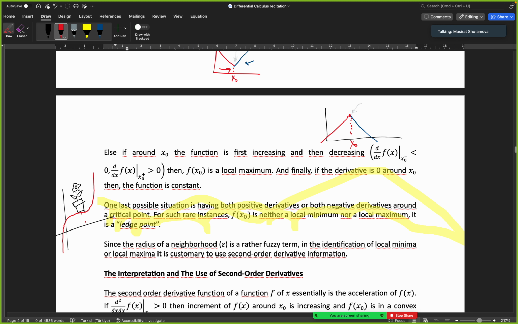Teacher, I'm sorry, I have a question. Yeah, I'm listening. Teacher, ledge point and inflection point, are they the same? Ledge points are always inflection points, yes. The answer is yes. Okay, thank you. But inflection points are not necessarily ledge points. I will get to that, and I will give you just one example first.